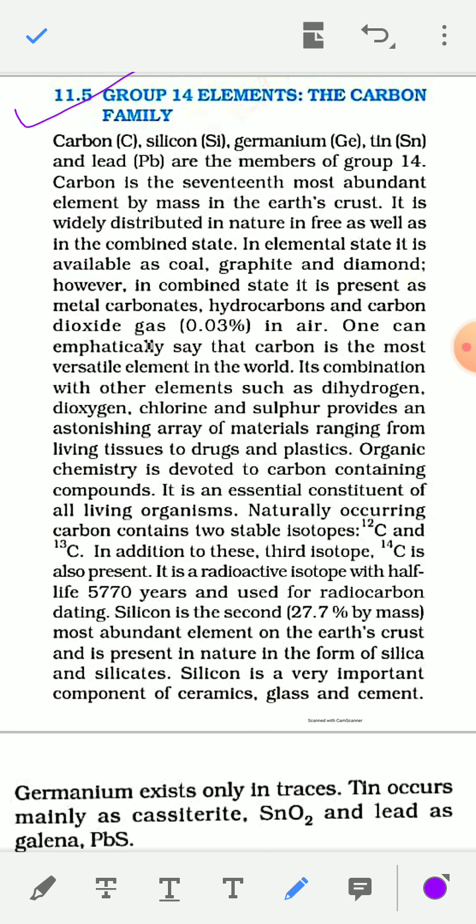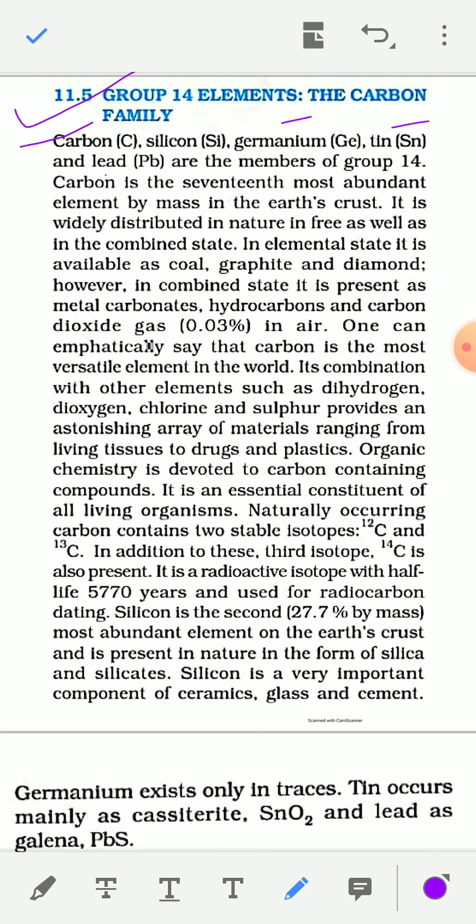And the group 14 elements are carbon, silicon, germanium, tin and lead. These are group 14 elements. Okay, and here general properties and their occurrence are given. Okay, read this thoroughly because these are not very important.